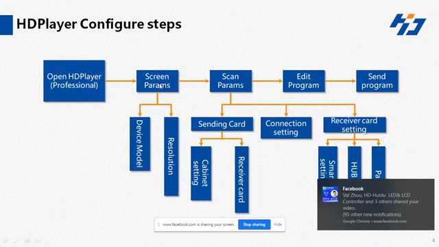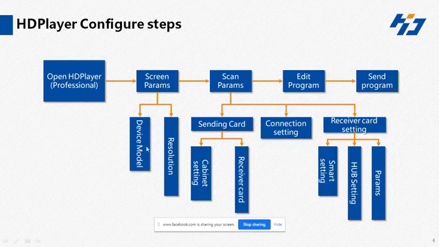The screen parameters basically are the device model, which I have already told, and the second is resolution, as I already told you, height and width. The scan parameters comprise three things: sending card, connection setting, and receive card setting. These terms are very familiar to you all.